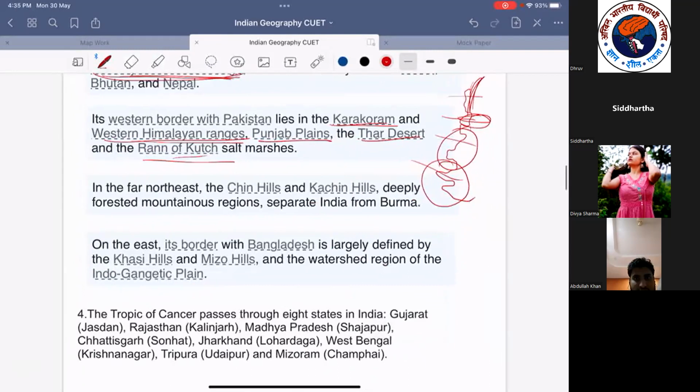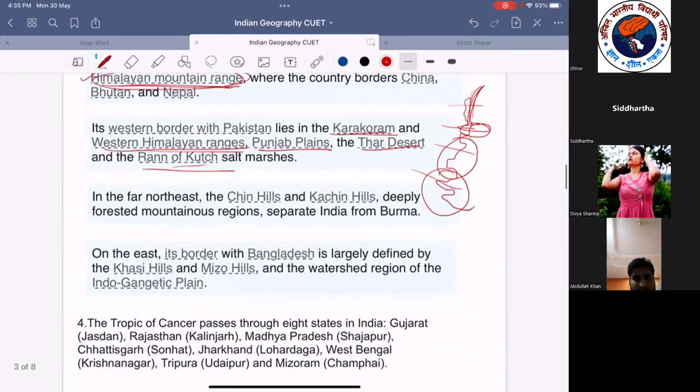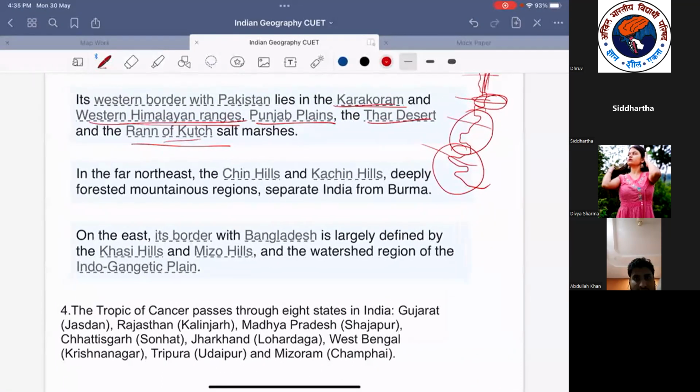In the far northeast, the Chin Hills and Kachin Hills, a deeply forested mountainous region, separate India from Burma. On the east, its border with Bangladesh is largely defined by the Khasi Hills and Mizo Hills. Garo, Khasi, Jaintia Hills is a very famous hill range if we are talking about the northeastern part.